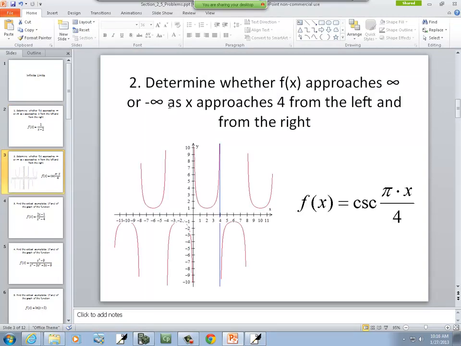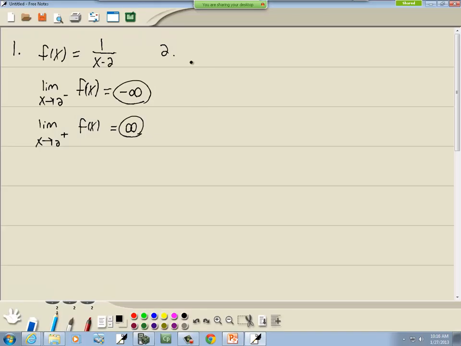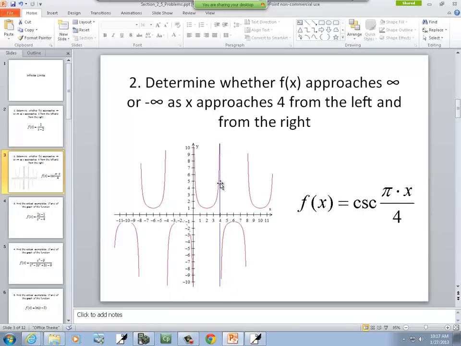Now our second one here actually gives us a graph. We've got f of x is equal to cosecant pi x over 4. Now that blue line there, and we have many of them, actually an infinite number, that represents the vertical asymptote. You don't actually see that. Usually it's written as a dotted line, but I was having a little bit of trouble with my paint package. I couldn't figure out how to make it a dotted line, or a dashed even.